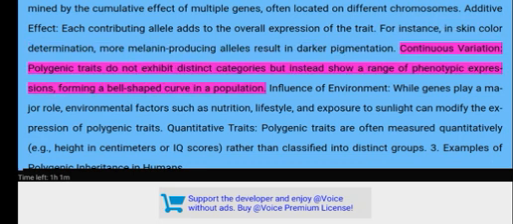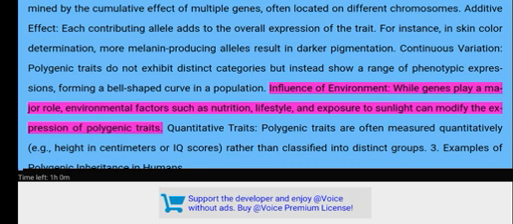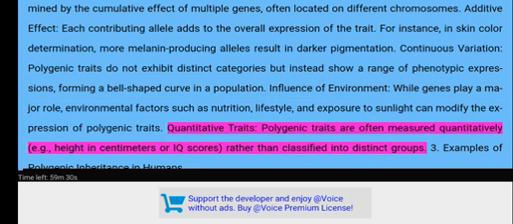Continuous variation. Polygenic traits do not exhibit distinct categories but instead show a range of phenotypic expressions, forming a bell-shaped curve in a population. Influence of environment. While genes play a major role, environmental factors such as nutrition, lifestyle, and exposure to sunlight can modify the expression of polygenic traits. Quantitative traits. Polygenic traits are often measured quantitatively, e.g., height in centimeters or IQ scores, rather than classified into distinct groups.